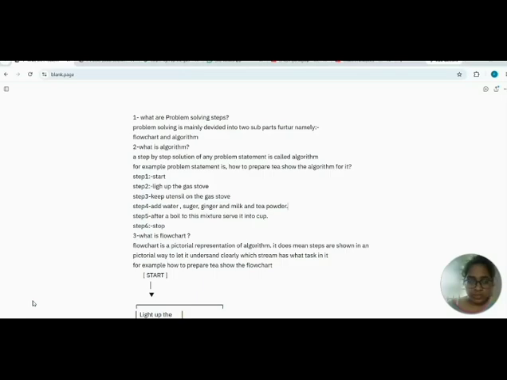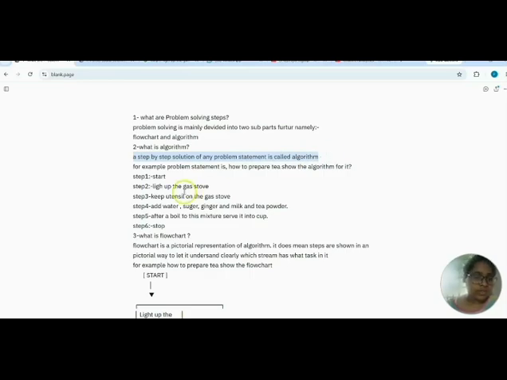First question would be, what is an algorithm? A step-by-step solution of any problem is called an algorithm. Now you might not get this with the definition, but let us go with an example. Our first example is how to prepare a tea. Show the algorithm for it. Now the algorithm, let's revise once: a step-by-step solution of any problem is called an algorithm.